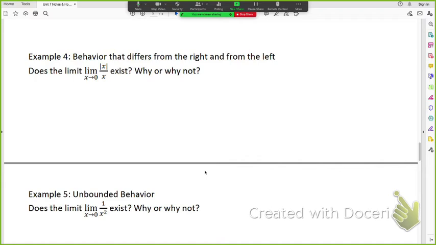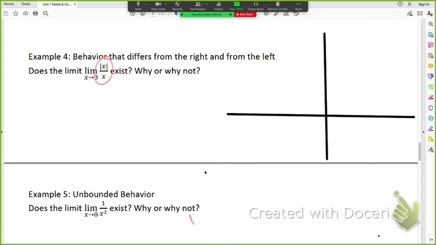This function, absolute value of x over x. If I was doing this on my own and I wanted to know the limit, and this is pronounced limit as x approaches 0. So this is asking me to look at the graph and check out the behavior of the graph around 0. That's what it's asking me to do. So I would grab my calculator. I would graph absolute value of x over x and just see what it looks like. And if I look at the absolute value of x over x, it would look like this.